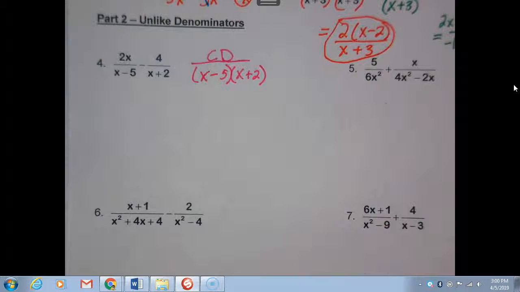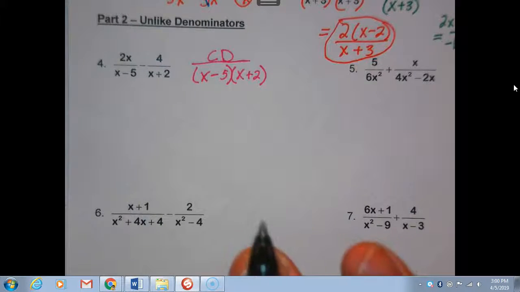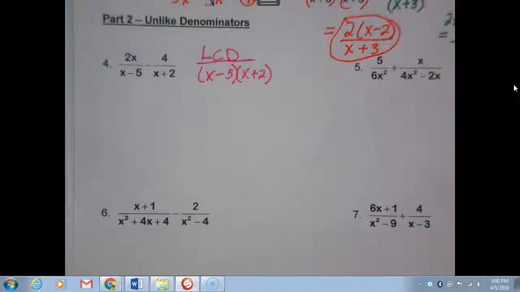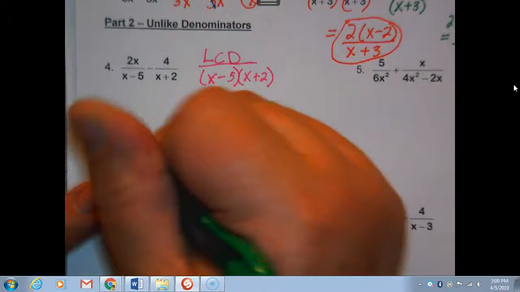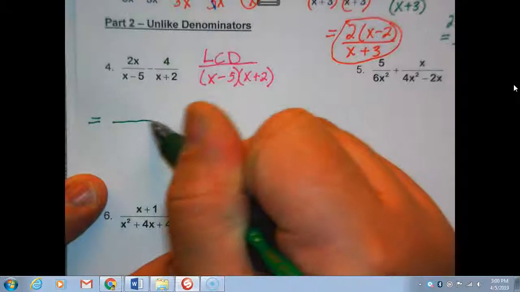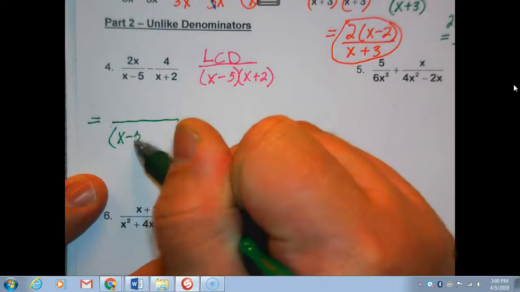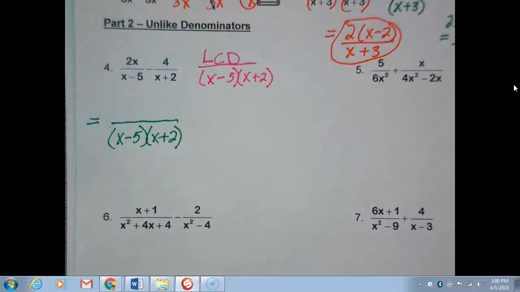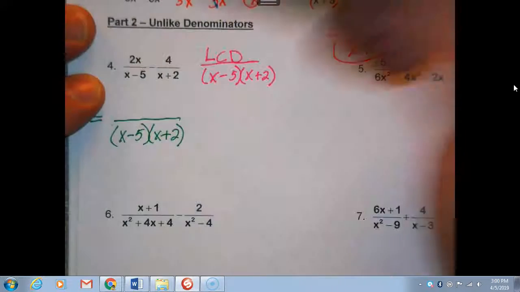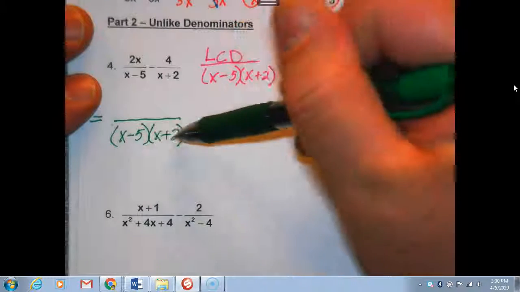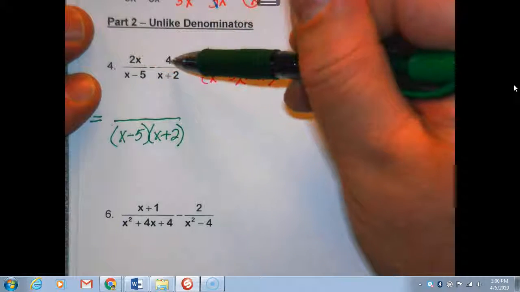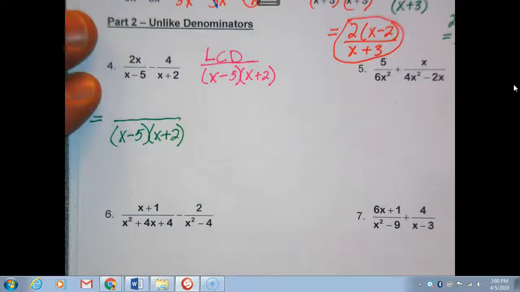Now, look what happens here. When we multiply the two denominators together, we happen to get not just a common denominator, but the least common denominator. So my denominator is going to be x minus 5, x plus 2. Now I need to multiply the numerators. Since I have the denominator x minus 5, x plus 2, I need to multiply the numerators by x minus 5, x plus 2. We're just getting into it.